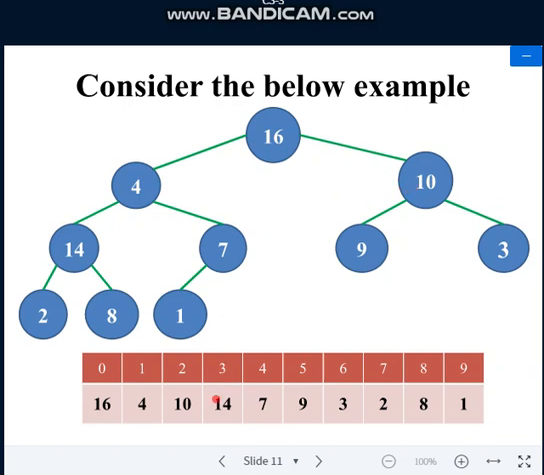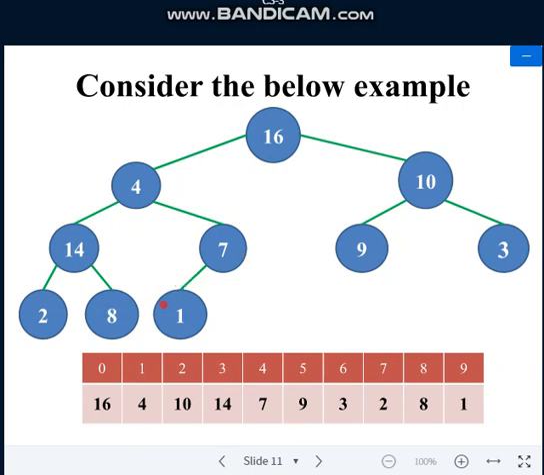The next value is 14. Where should you insert it? As the left child of 4. Then the next value is 7, that will be the right child of 4. Then 9, that will be the left child of 10. Then 3, that will be the right child of 10. And then 2 and 8, the left and right children of 14.